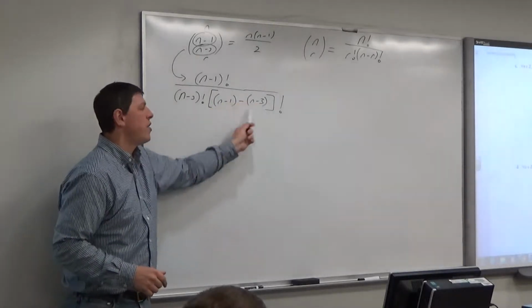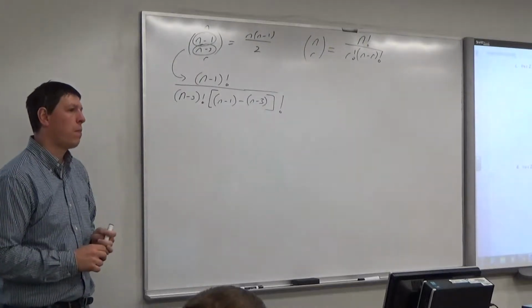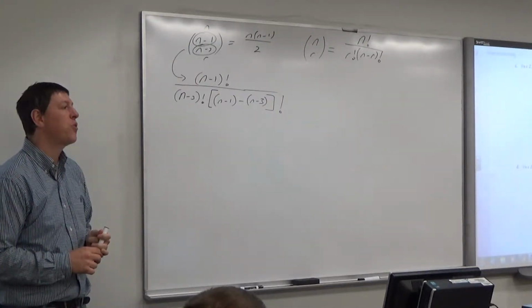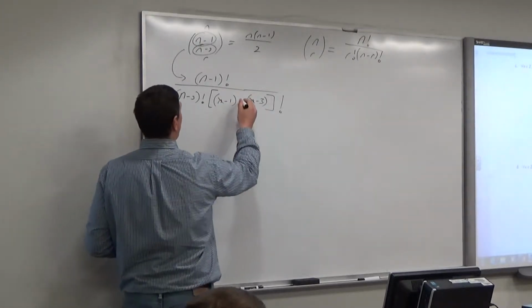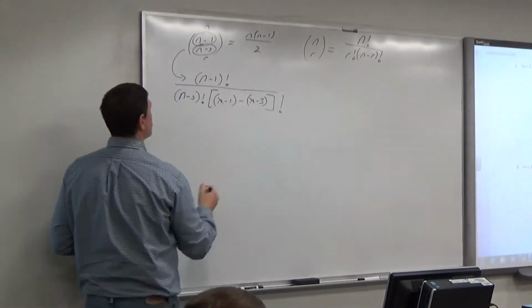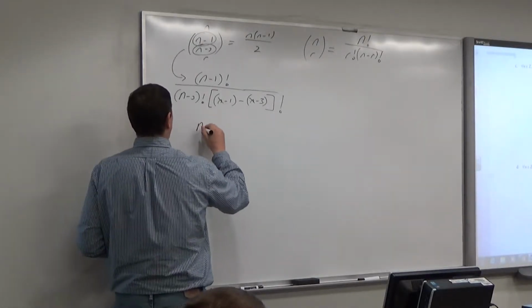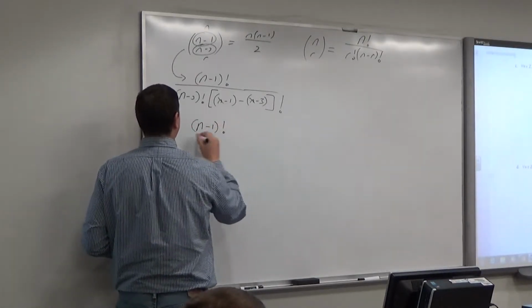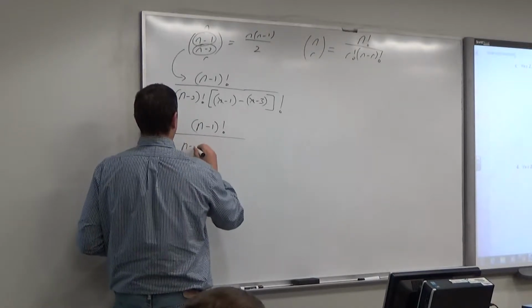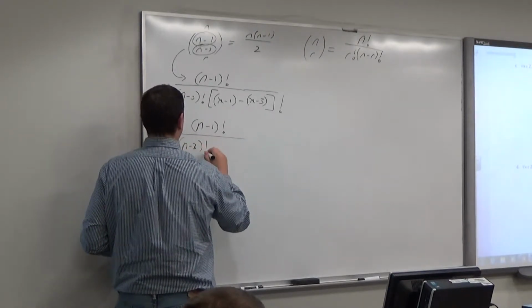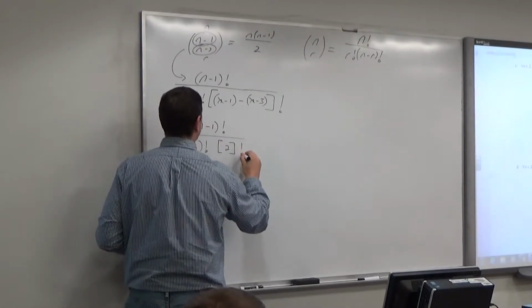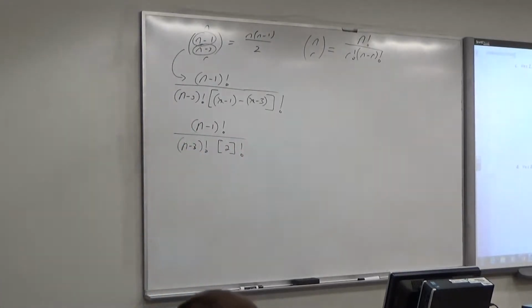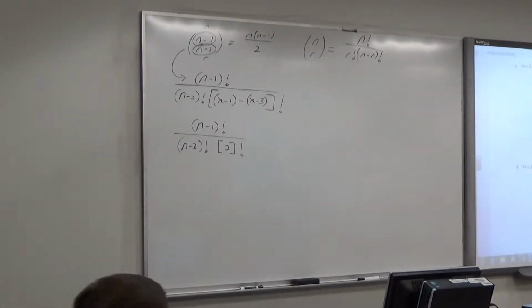If we simplify inside the brackets, what are we left with there? 2, right? Because we have n minus n, they cancel out. And then we have negative 1 minus negative 3, so that just works out to be 2. So we wind up with (n minus 1) factorial divided by (n minus 3) factorial times 2 factorial. Okay, I'll keep the 2 inside the bracket so that when you guys go home, you remember where that 2 came from. Okay, does that make sense to everybody? Everybody okay with the algebra of simplifying inside the brackets?